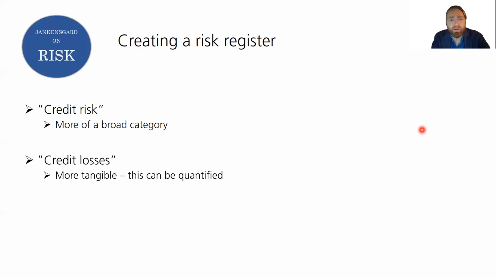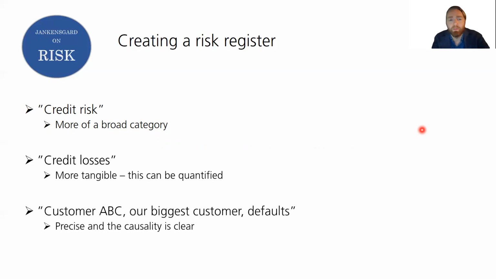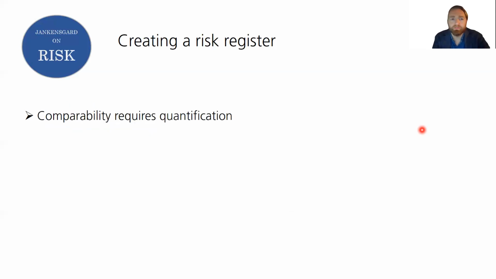Credit losses, okay, that's more tangible. We can actually start quantifying that to some extent, but even more so if we pinpoint the source here. Maybe it's customer ABC, and they're very important to us, and we're actually seeing some signs that they might default here. Well, okay, now we can start having some good discussions around what to do. This is very precise, and the causality is very clear. If they do default, we're in for some trouble here, and so this is much more useful and something that could very well go into the risk register.